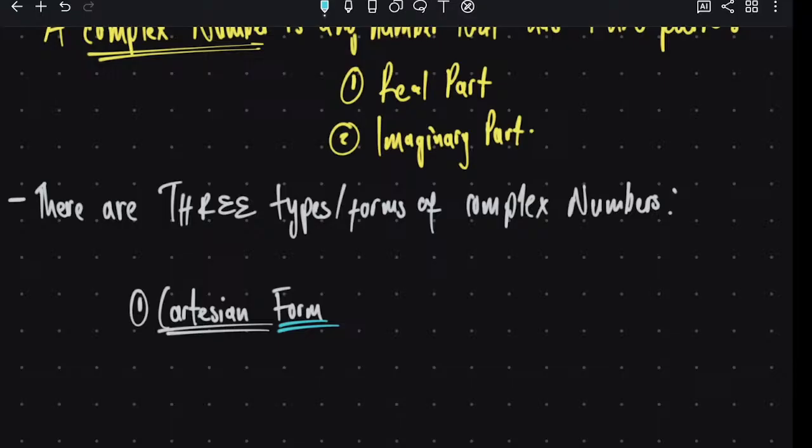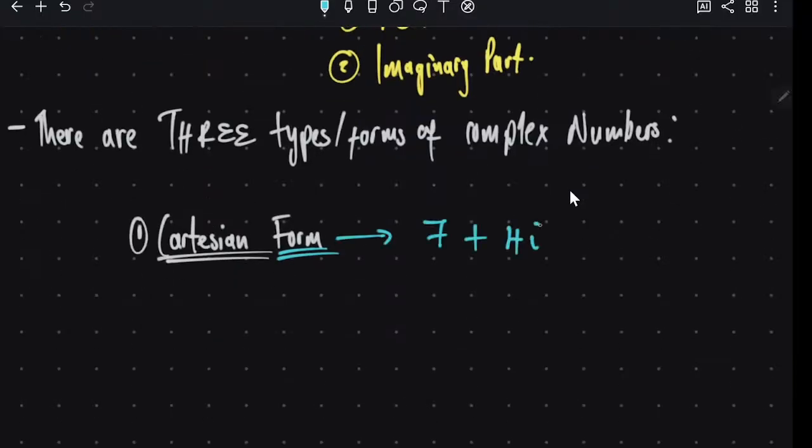The Cartesian form of a complex number is one which is written like this. Remember that it has an imaginary part and a real part. So it can be written like this: 7 plus 4i, for example. This is the rectangular form or Cartesian form, where you have here the real part, then here the imaginary part. And together you have a complex number.